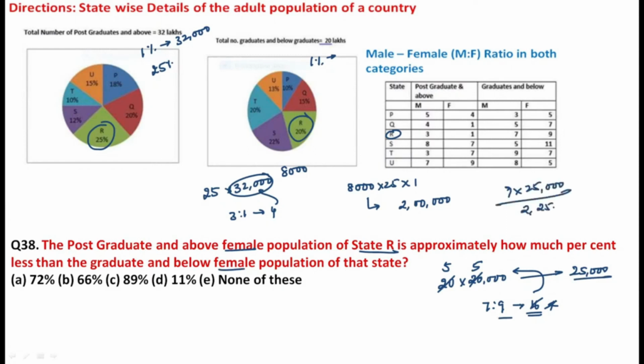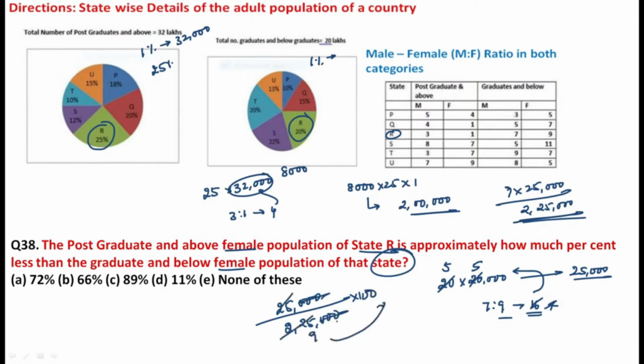Now 2 lakhs 25,000. Now 2 lakhs is definitely less than 2 lakhs 25,000 by 25,000. And the last term in the question will always be the denominator: 2 lakhs 25,000 into 100. You can cancel these two numbers. So 25 ones are 25, 25 nines are 9, becomes 100 by 9, approximately 11.1111%. So you can take it as approximately 11.1111.